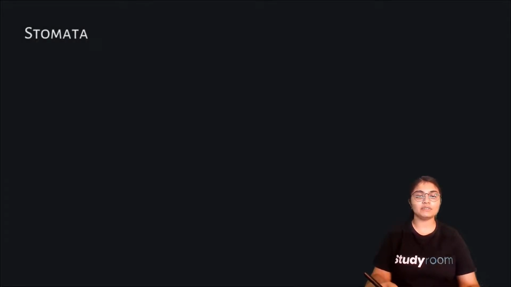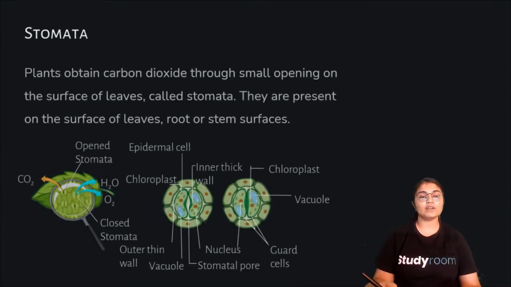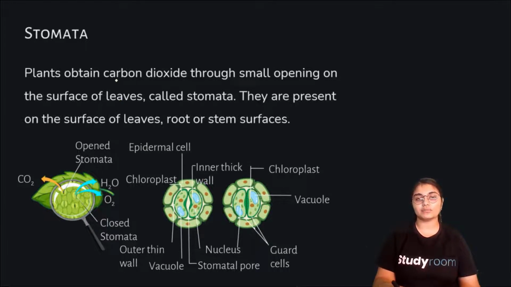And what is stomata? As we discussed before, stomata was present in the lower epidermis. So we'll see what it is. Plants obtain carbon dioxide through small openings on the surface of leaves called stomata. When you are asked about stomata, you have to mention that carbon dioxide, which is required by plants for photosynthesis, is obtained through small openings on the surface of the leaves called stomata. And where are these present? These are present on the surface of leaves, root and stem surfaces.